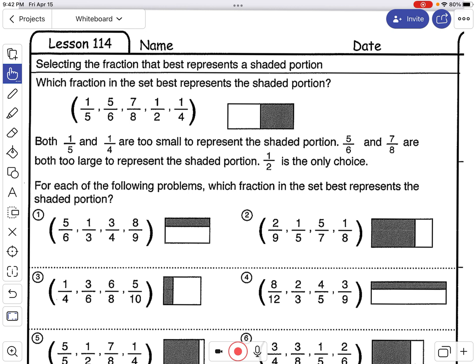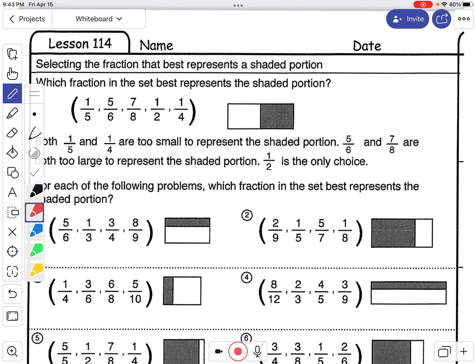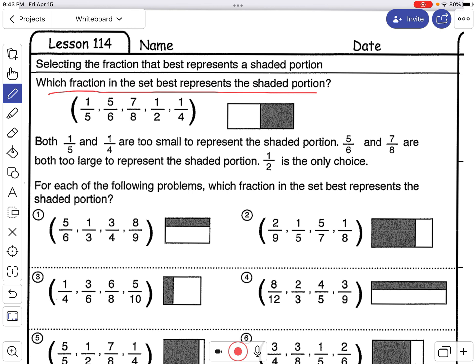We are just going to do multiple choice with fractions right now. Which fraction best represents the shaded portion? That's what we're going to be doing today. Well, let me get my pen ready here. Let's use red today. Why not, huh? Which fraction in the set represents the shaded portion?